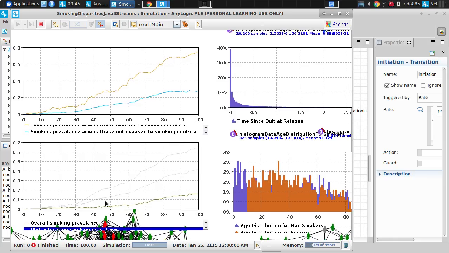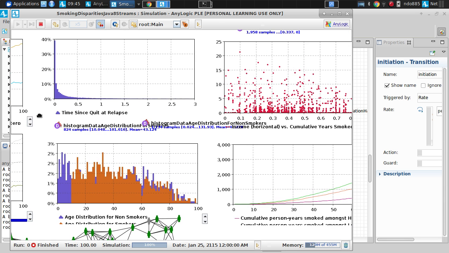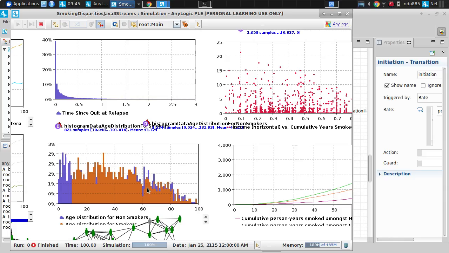Ladies and gentlemen, down here is overall smoking prevalence. Over here to the right, what we'll see is age distribution for smokers and non-smokers. And not unexpectedly, you see that smokers tend to start smoking somewhere between 10 and 20 years old. And you'll notice here, there's actually a depiction for those who are former smokers. How long did it take them to relapse into smoking? After they quit, how long did it take them to fall back, for those who have fallen back?